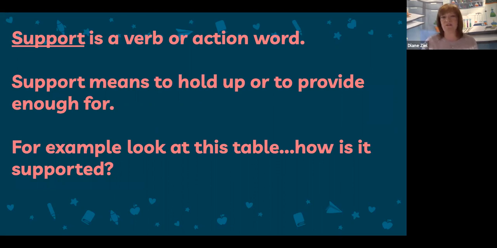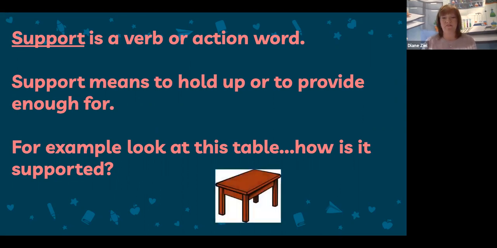Okay, so support is a verb or an action word. It means to hold up or to provide enough for. In other words, for something to happen, it needs this support or it needs to be held up by something else in order to facilitate it working. So, for example, look at this table. If I asked you, how is this table supported? In other words, how is it able to stand up high enough in order for people to use it as a place to put something down or to sit at? What would you say? What is the support for this table?